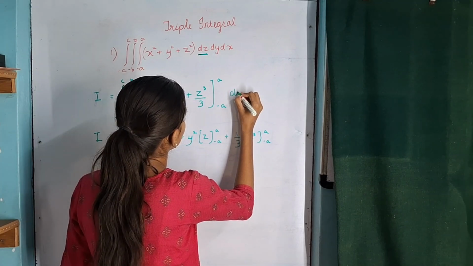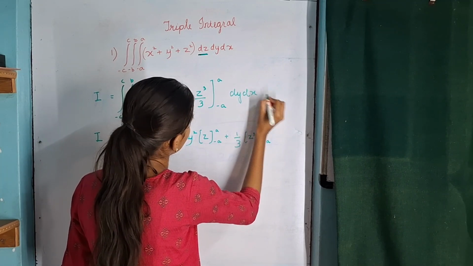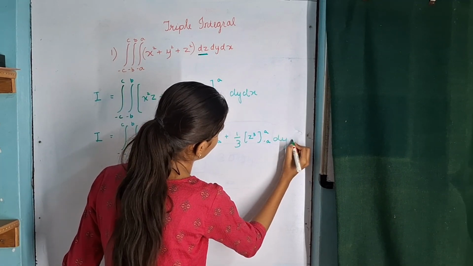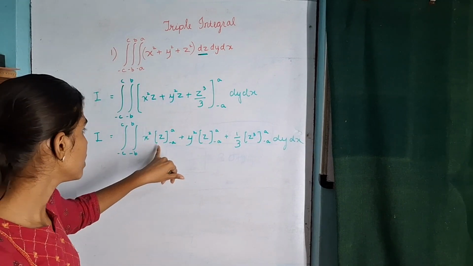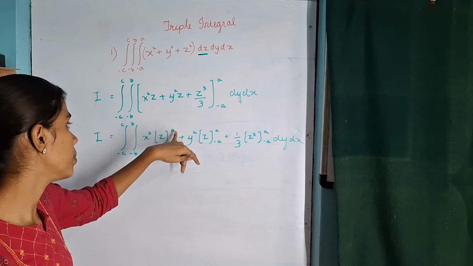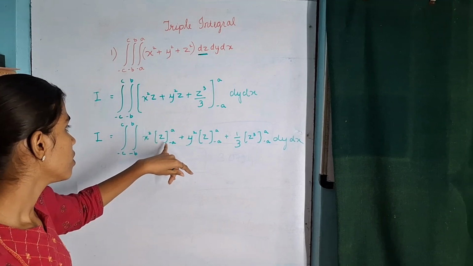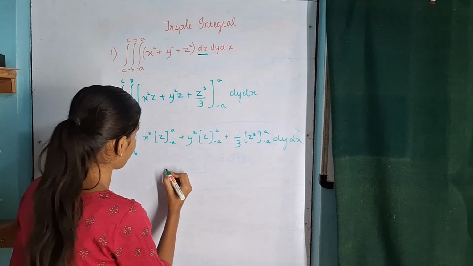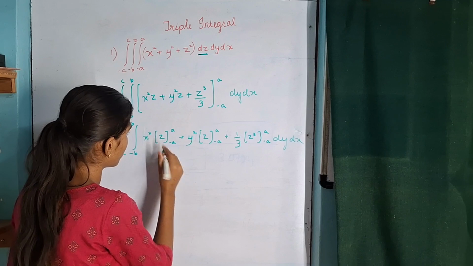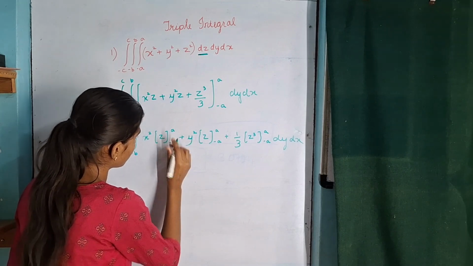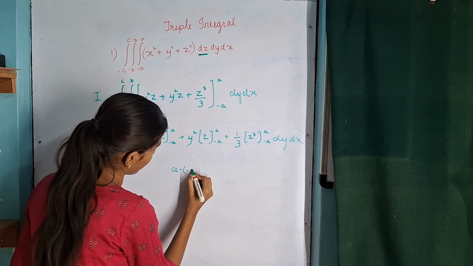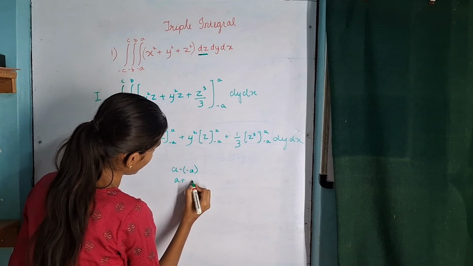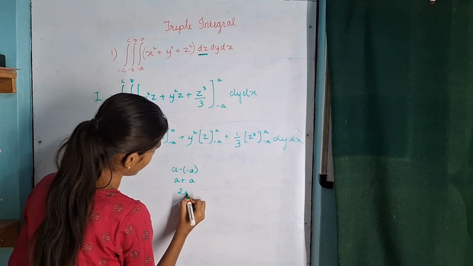So here after integrating z, we are left with dy dx. Here also we are left with dy dx. Now what you are going to do, you are going to substitute the z values, that is upper limit minus lower limit. So I will show you how to solve this. See, upper limit minus lower limit. Here we have z, right? So it is going to be a minus of minus a. So a plus a, it will be 2a.